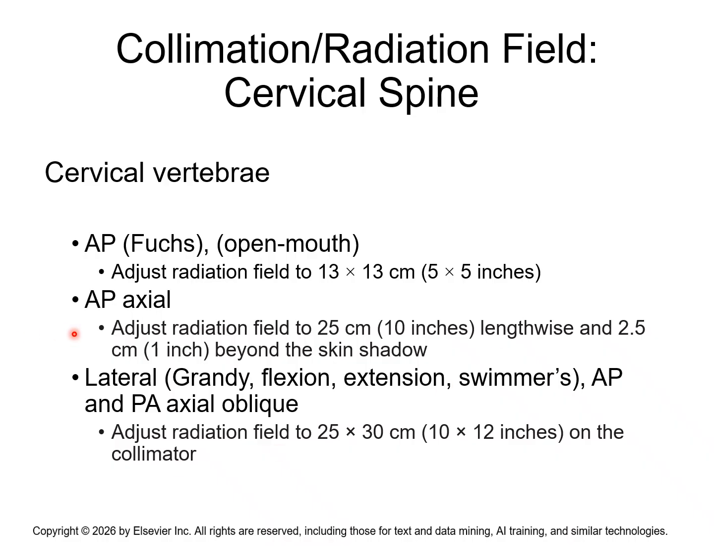Typically, you start at a 10 by 12, 12 being the long axis with the spine. You can come in a little bit, make sure you use room for your marker. Same thing for the lateral, which is flexion, extension, and then swimmers and the obliques. We're going to be at about a 10 by 12, and sometimes we will adjust technique based on patient's thickness or their height.